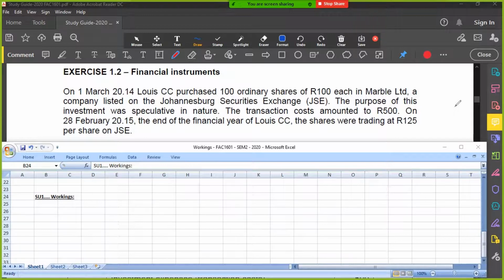What stands out? 100 shares of 100 Rand each. And at the end, the transaction cost, that's 500 Rand. And at the end of the period, which is the 28th of Feb, they were trading at 125 Rand per share. Perfect. Good. Okay, so do you know what the context is? What are they testing here?